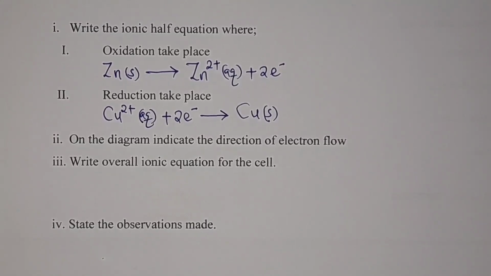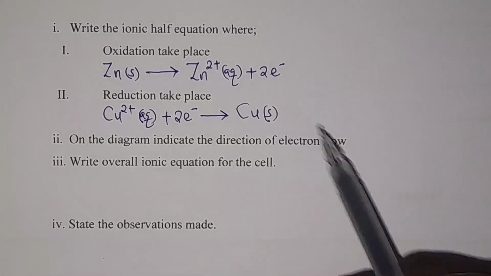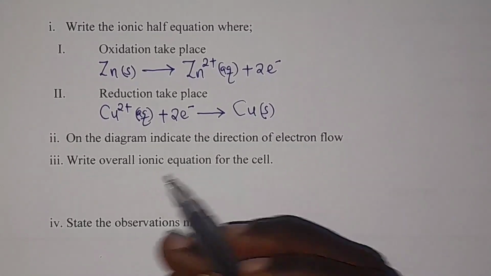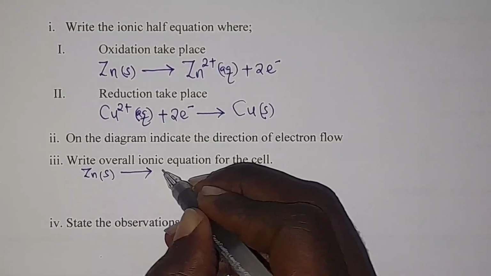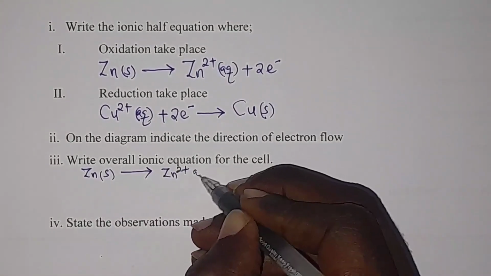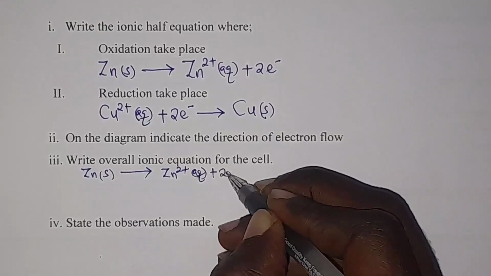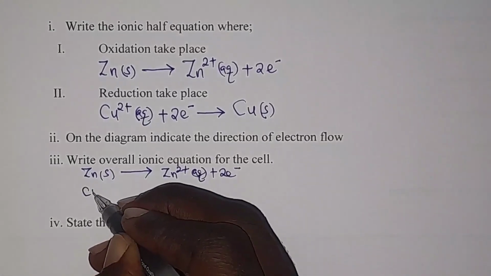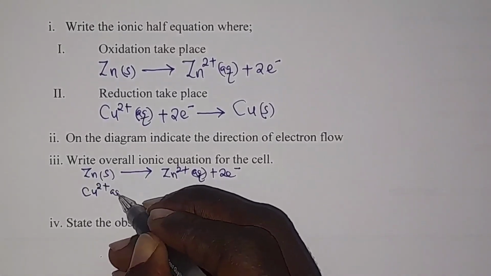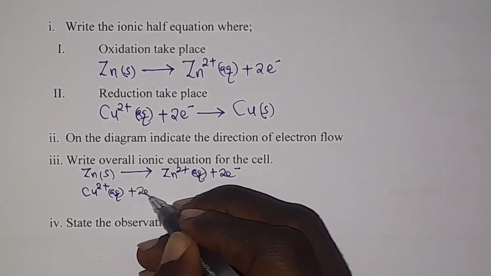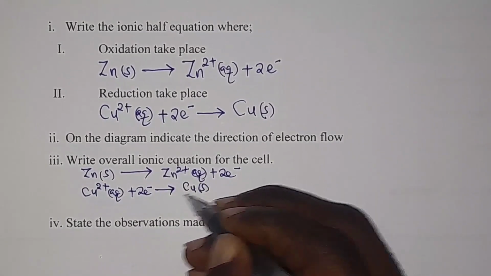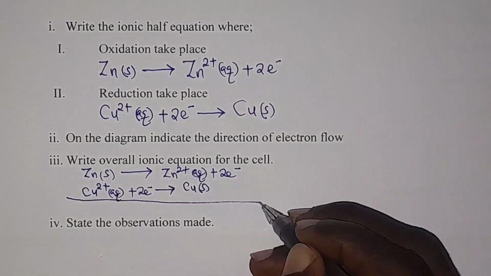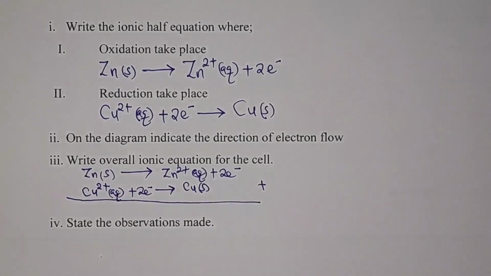So for us to write the overall ionic equation for the cell, we are supposed to add these two half ionic equations. How are we going to do it? We are going to have zinc solid, then arrow, zinc 2+ ions in solution form, plus the 2 electrons lost. In the other half ionic equation, we have copper-2 ions, aqueous, plus 2 electrons gained from the anode, giving us neutral copper metal. So we are going to sum up these two half ionic equations.